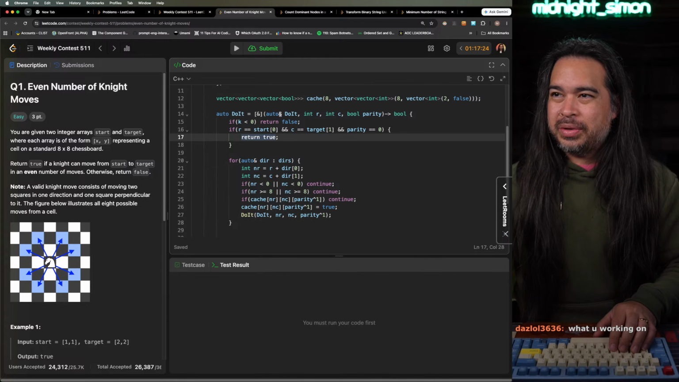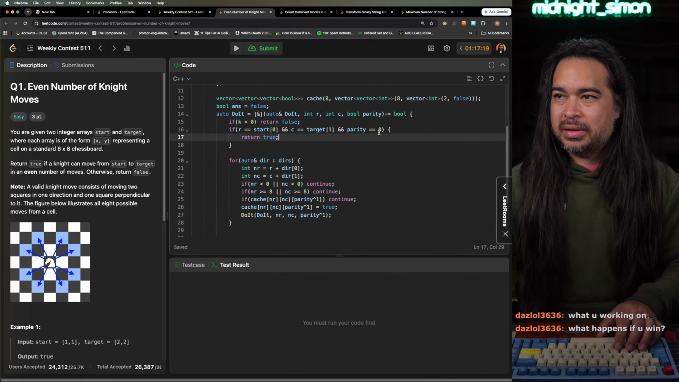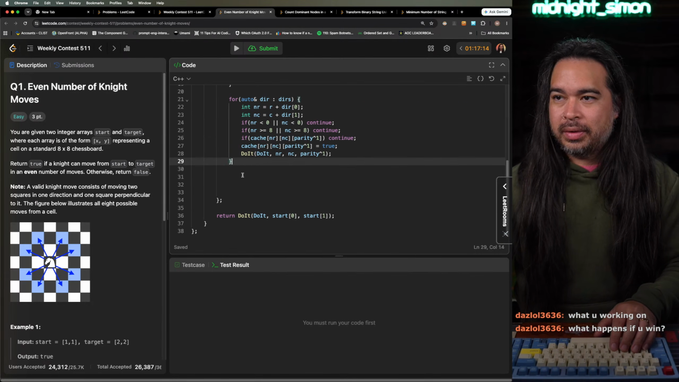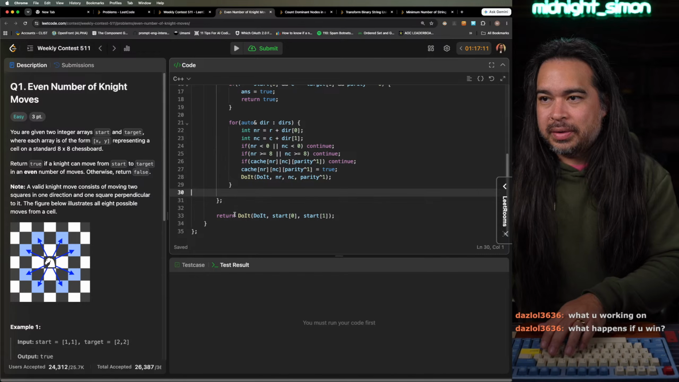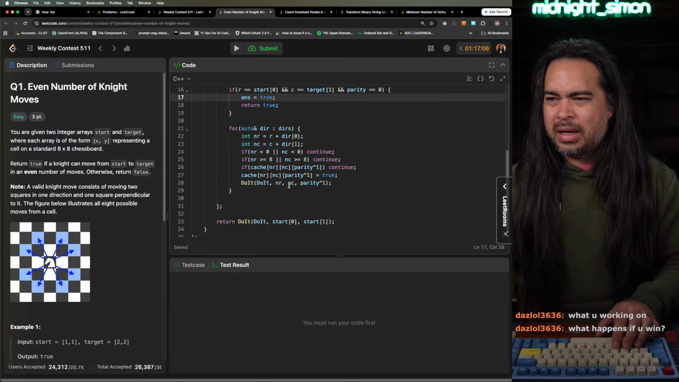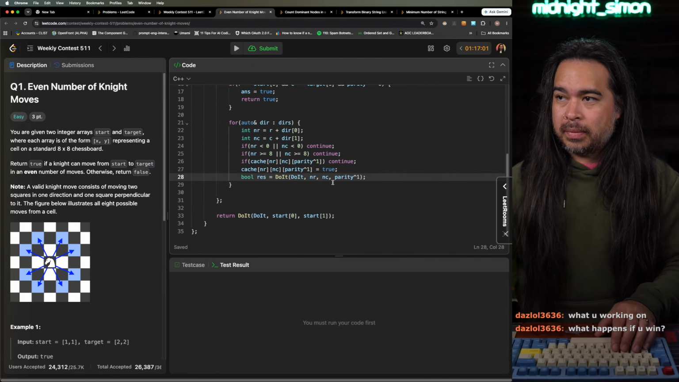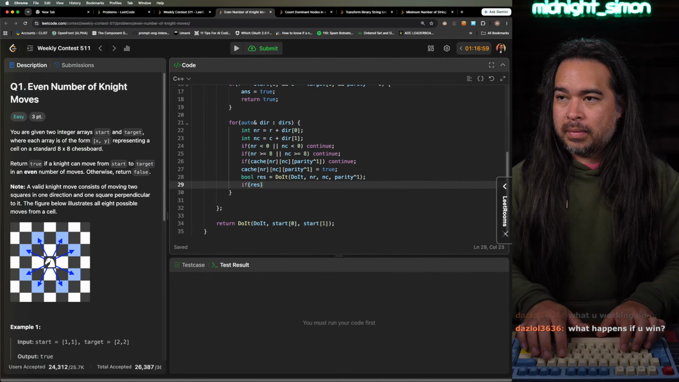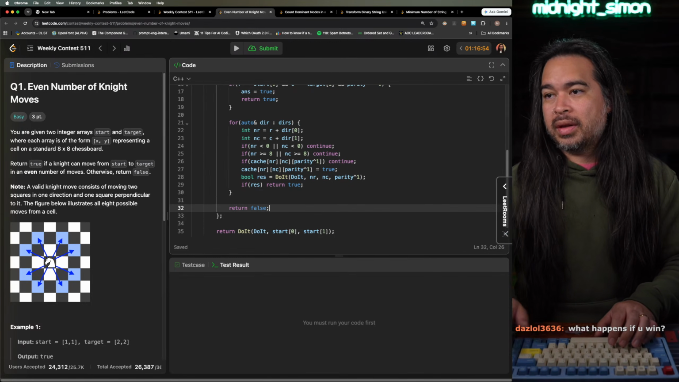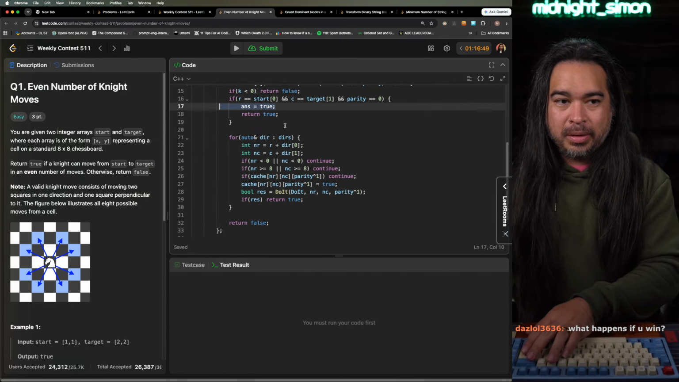Should I return true here or do some junk like this? Because I'm lazy. No, I can do that. I can do that, man. I don't really need that then, but I'll just leave it.